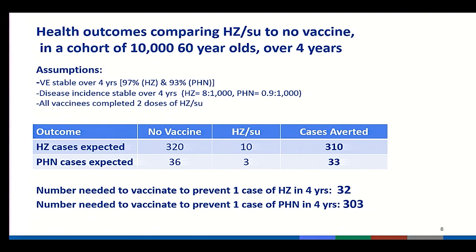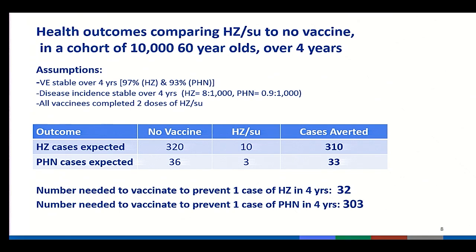This slide presents health outcomes comparing herpes zoster subunit vaccine to no vaccine in a cohort of 10,000 60-year-olds over the course of 4 years. We've made the following simplifying assumptions: that VE and disease incidence are stable over the 4 years, and that all vaccinees completed 2 doses of the subunit vaccine.